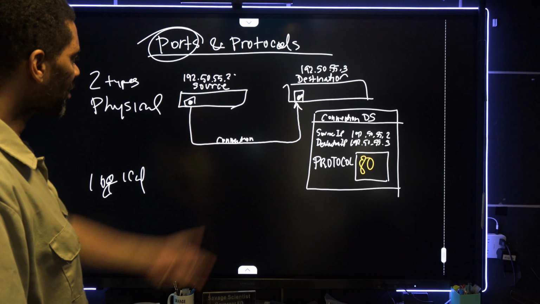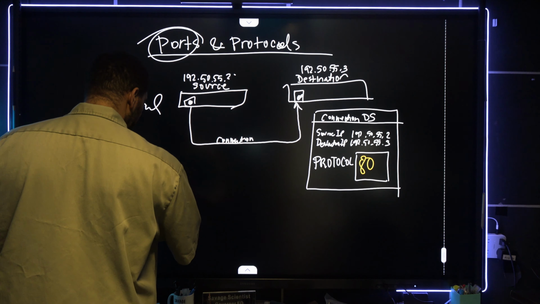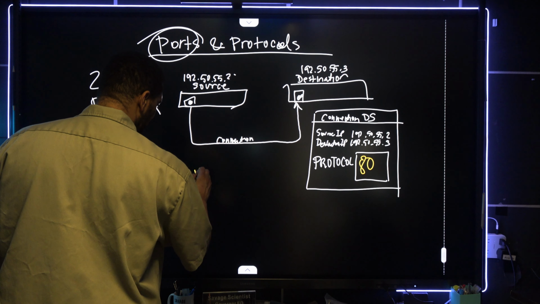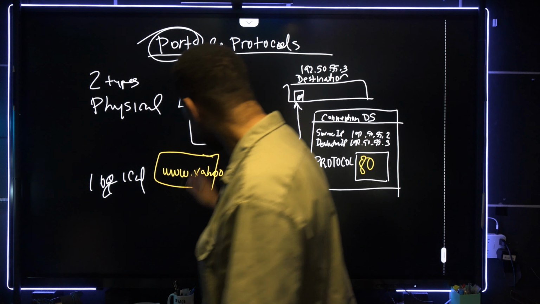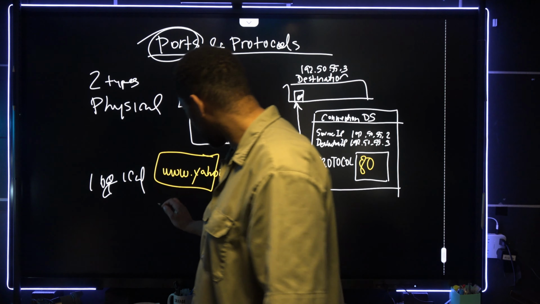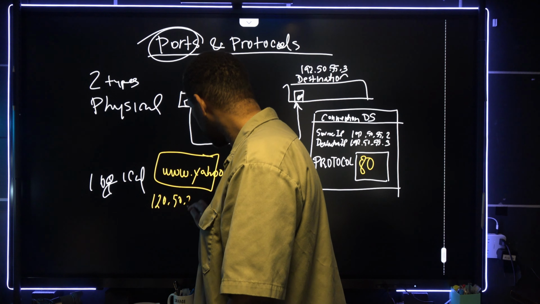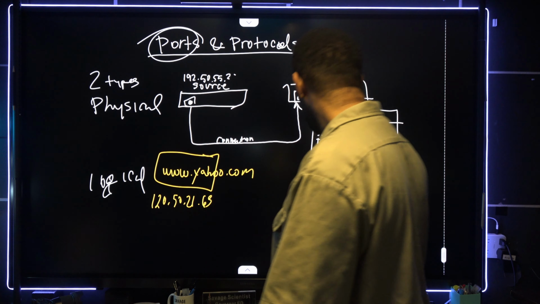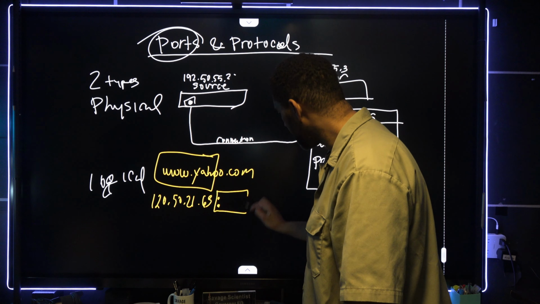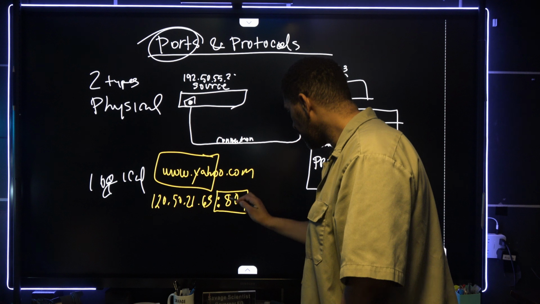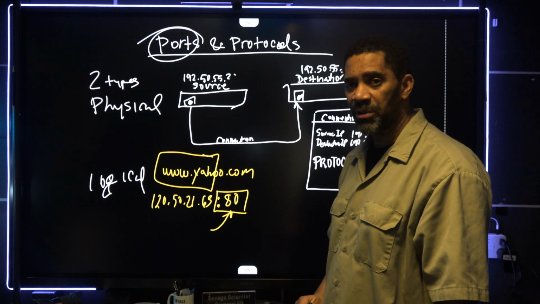So let's say we're connecting to the internet, and let's say www.yahoo.com. This part is going to be converted into an IP address. So let's just randomly say Yahoo's IP address is 120.50.21.63. And you will see at the end of this a colon and 80. You normally don't have to do this because www tells the browser that we're using port 80.